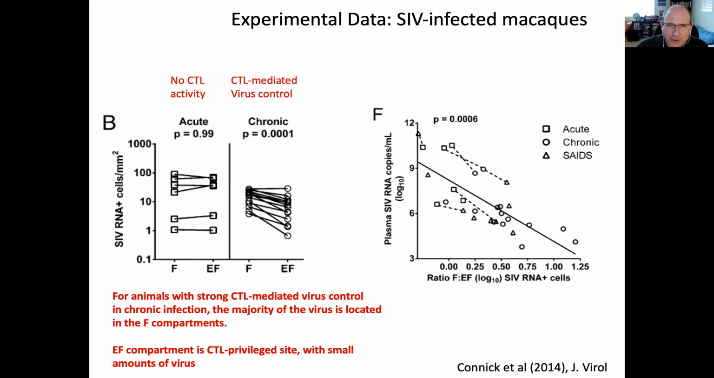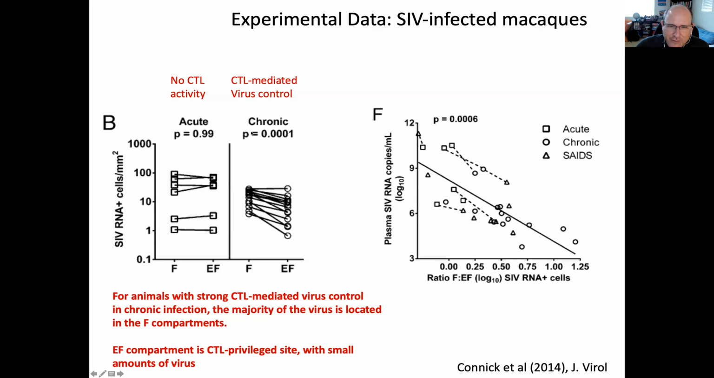They're mostly there in the chronic phase of the infection. So we have essentially no CTL in the acute phase of the infection. You can see in the monkeys, the different lines are different animals, and they largely have an even distribution of virus across the two compartments. And the reason is there's no CTL around, and so there's nothing to cause an uneven distribution.